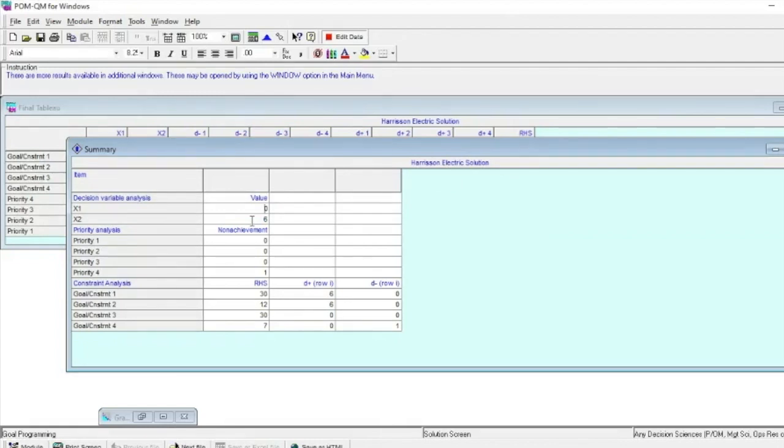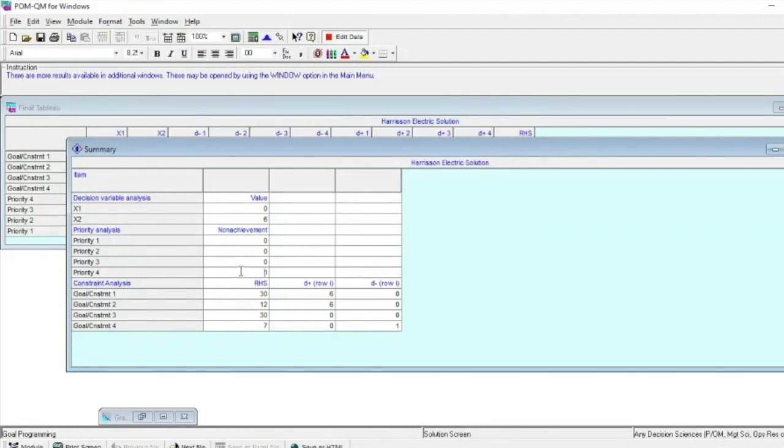Okay, now if babalikan ninyo yung final answer natin sa manual, as you can see here, we have non-achievement of 0 for priority 1, priority 2, and priority 3. Meaning to say, lahat kasi yun, yung first 3 priorities are already achieved. No, itong tatlo lang yung unachieved natin. While yung priority 4, itong priority 4 lang yung unachieved natin. That's why we have here 1.